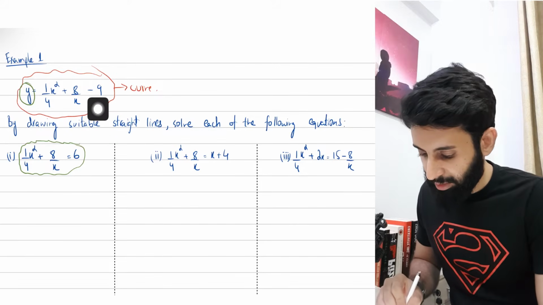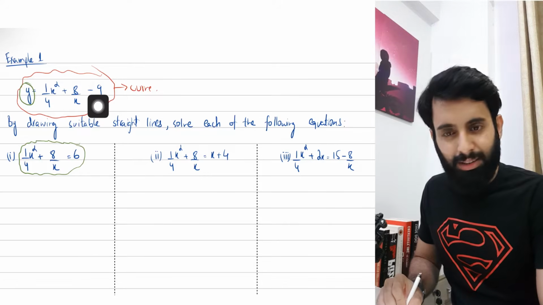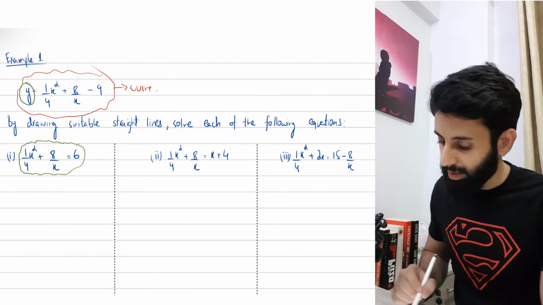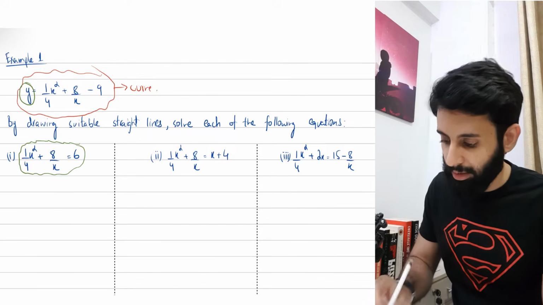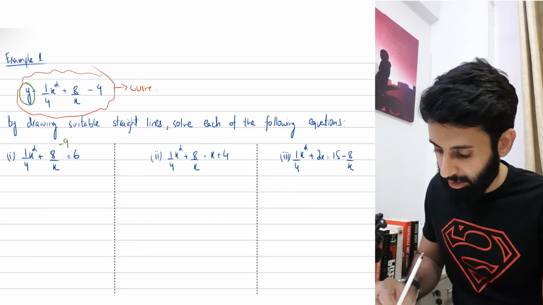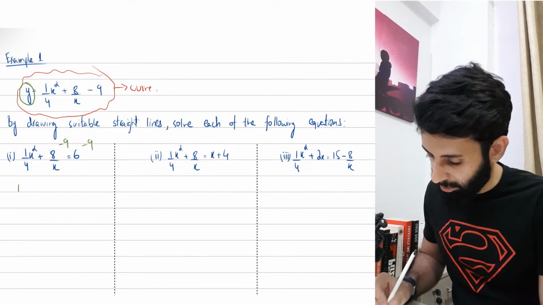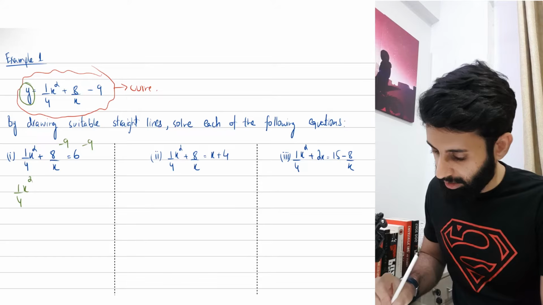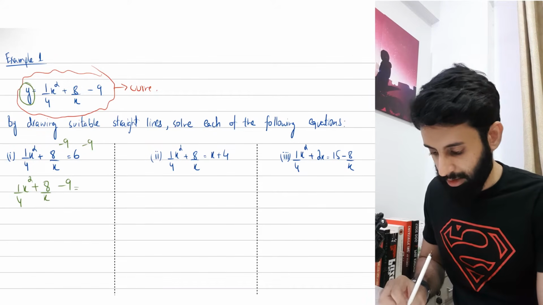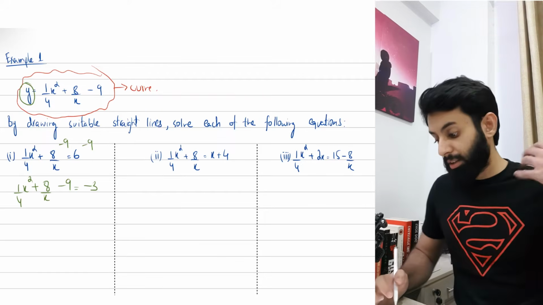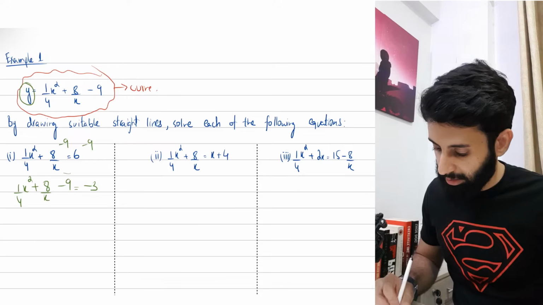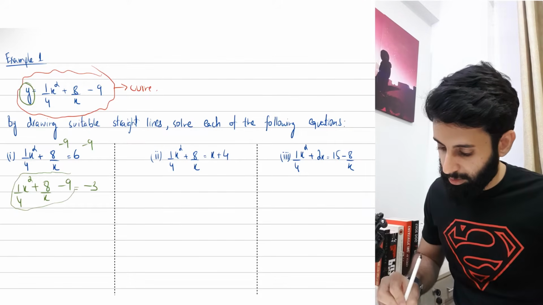Now, as far as the equation of the curve goes, you have an extra minus 9, and over here we don't have that. So if I want to bring the left hand side equal to the equation of the curve, I will have to subtract 9 from both sides. And when I do that, here's what I get: 1 over 4x squared plus 8 upon x minus 9, and then 6 minus 9, which is equal to minus 3. The objective of doing this is so that the left hand side is equal to the equation of the curve.